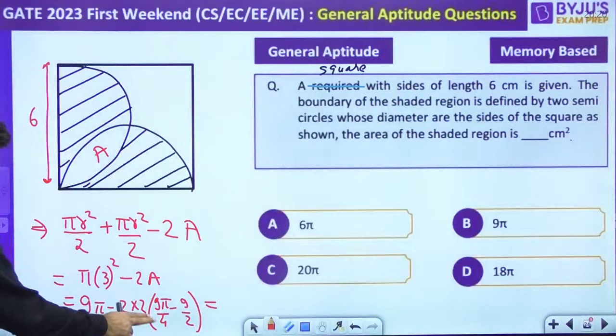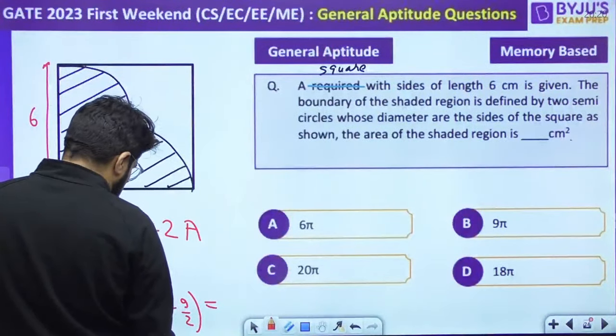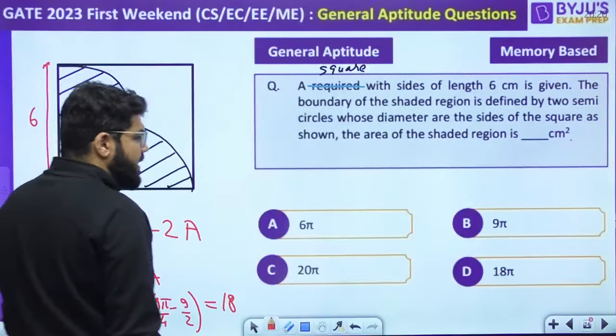So do you solve it up? The 9 pi minus 9 pi got cancelled, and then you have 4 2s are 8, plus the 9, 18 is what I'm getting. Correct answer.